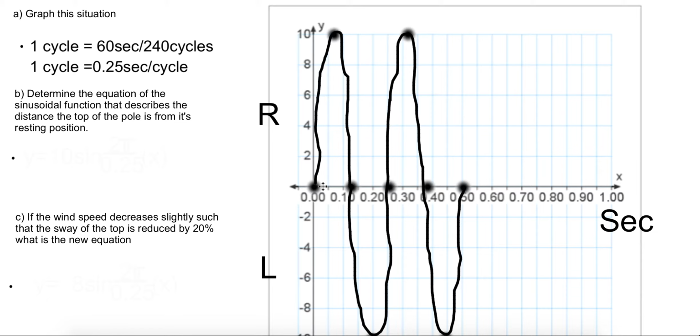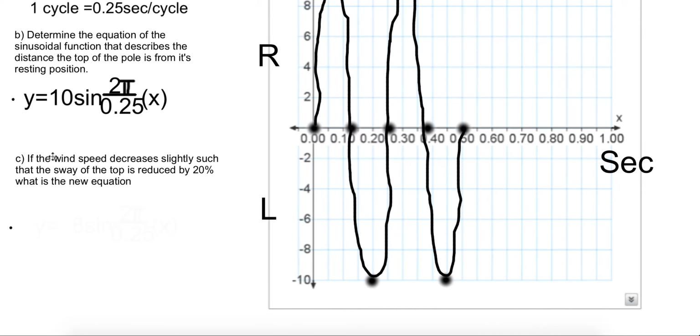Rather than doing 360 divided by our period, we're just going to do 2 pi divided by our period. And if you just want to leave it like this, 2 pi divided by the period, unless it's an easy simplification, you can. Now this one would be fairly easy. You could reduce that down and actually get 8 pi. But if you wanted to leave it as 2 pi over 0.25, that's totally fine too.